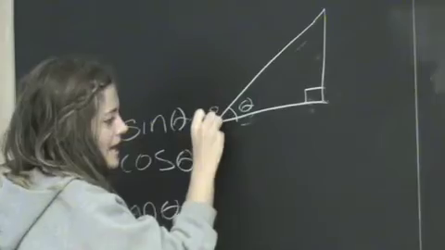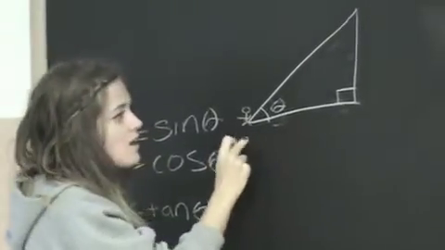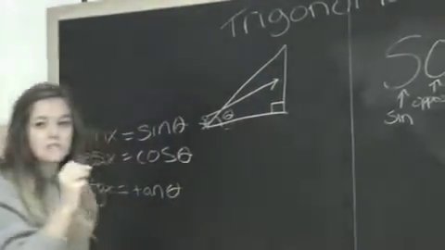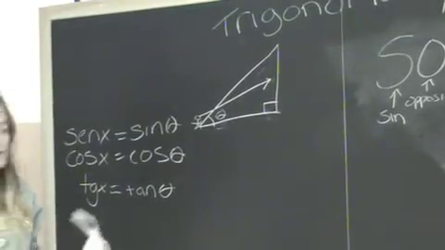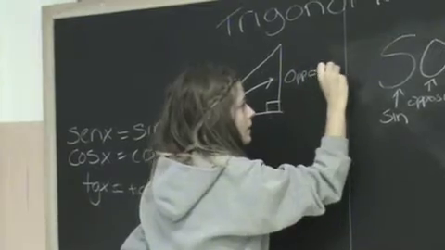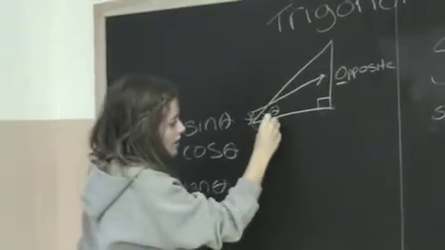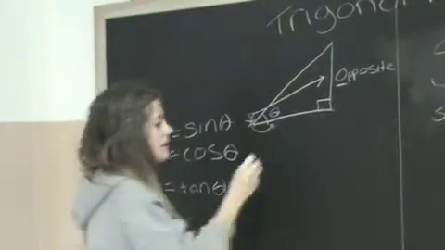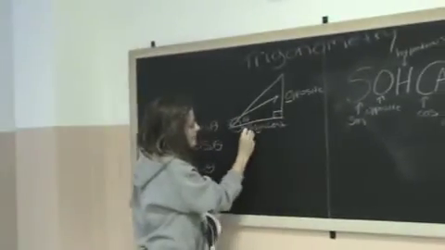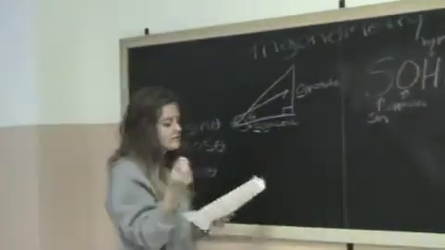If you put a little man on the corner here, and he is looking across the triangle, whatever side he sees first is your opposite, or O. And if you look to the side, whatever side he sees first is adjacent, or A. And then the diagonal line is always the hypotenuse.